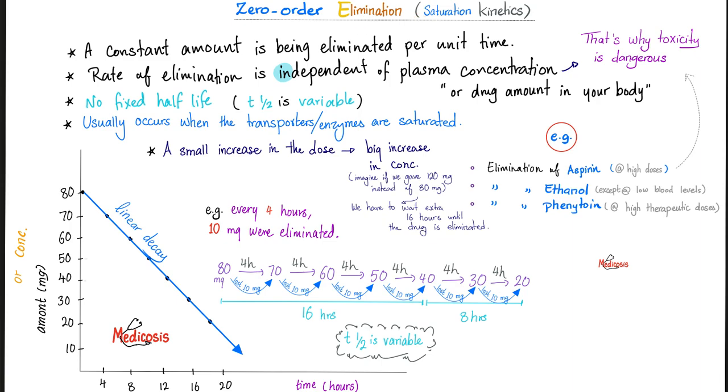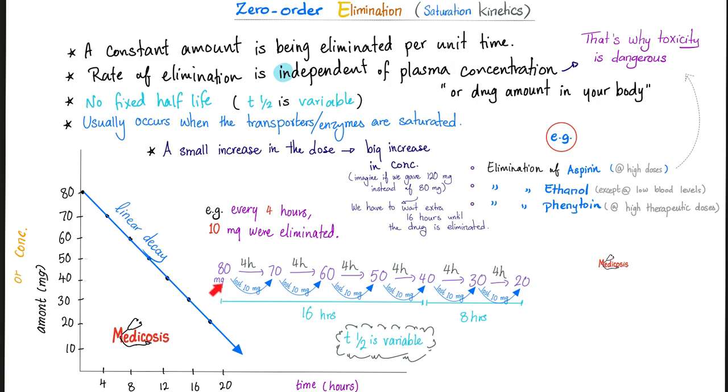Let's talk about zero order elimination or saturation kinetics. A constant amount, not percentage amount, is being eliminated per unit time. Look at this. I gave you 80 milligrams of a certain medication. In 4 hours, you lost and eliminated 10 milligrams, so you end up with 70. I waited another 4 hours, you eliminated another 10 milligrams, and you became 60. I waited another 4 hours, you eliminated 10 milligrams, and became 50. A constant amount, 10 milligrams, is being eliminated per unit time, 4 hours.